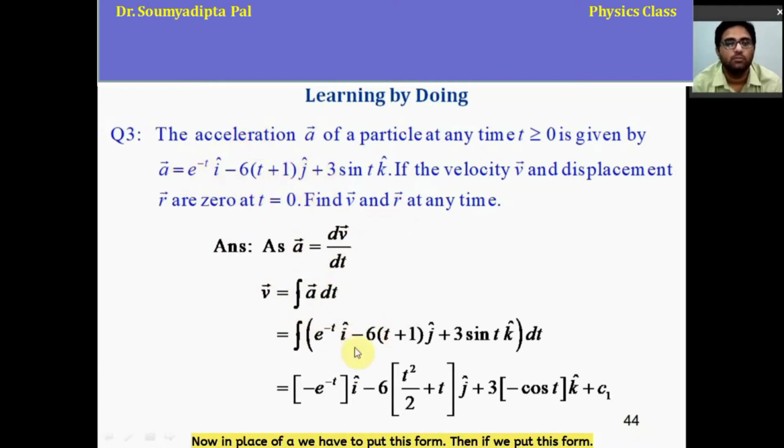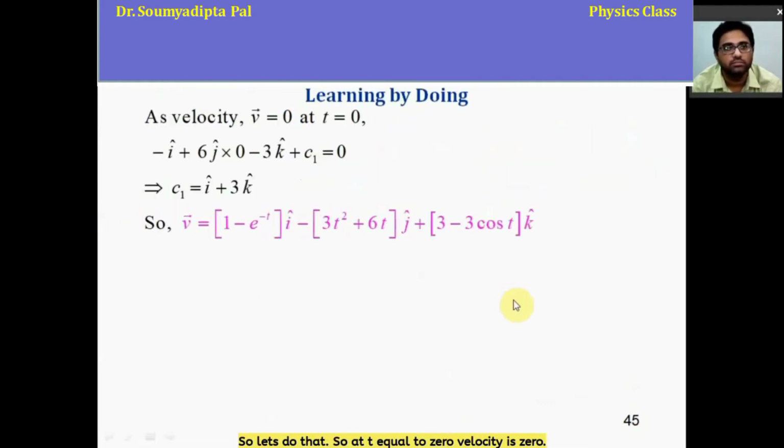Then if we put this form, after integration it will be minus e to the power minus t i cap, minus 6 t square by 2 j cap plus 3 t minus cos t k cap, and then one constant c1. Here we have to find this c1, and for that we will use the condition that velocity is 0 at t equal to 0. So let's do that. At t equal to 0 velocity is 0.